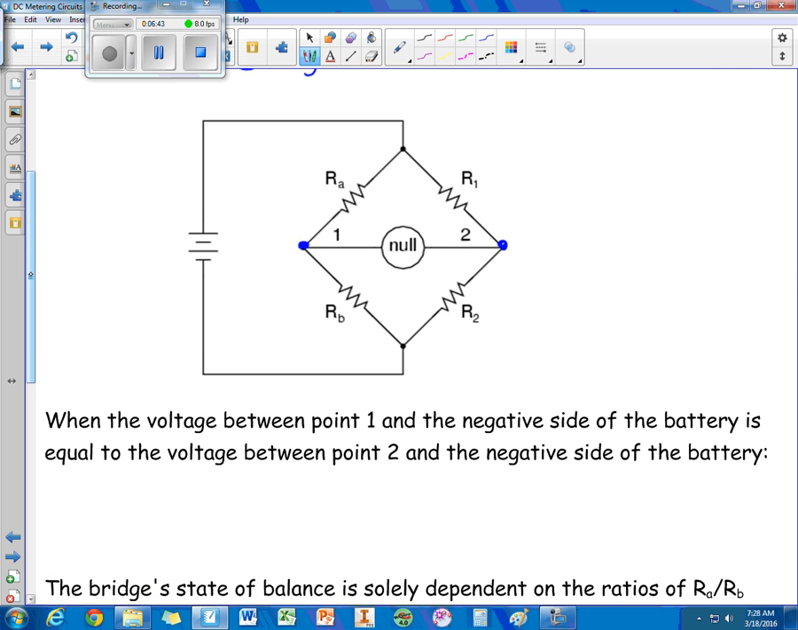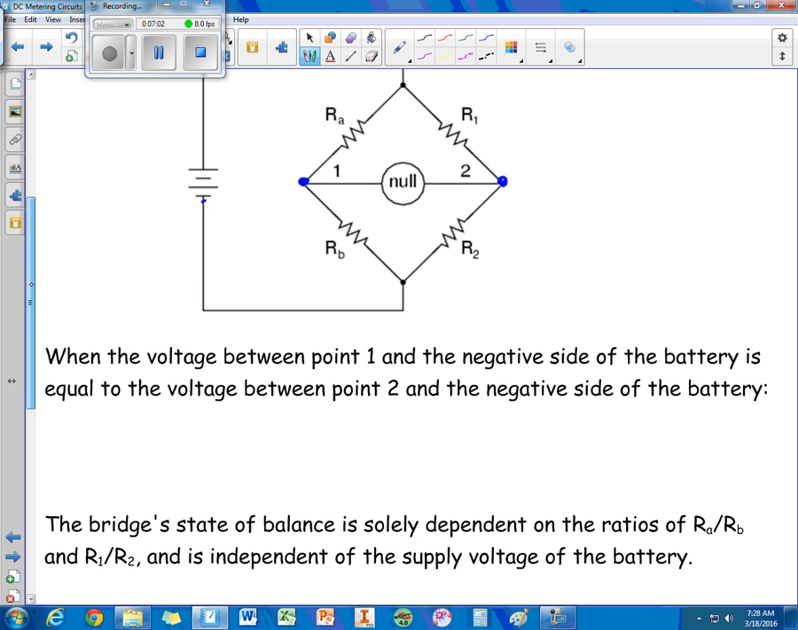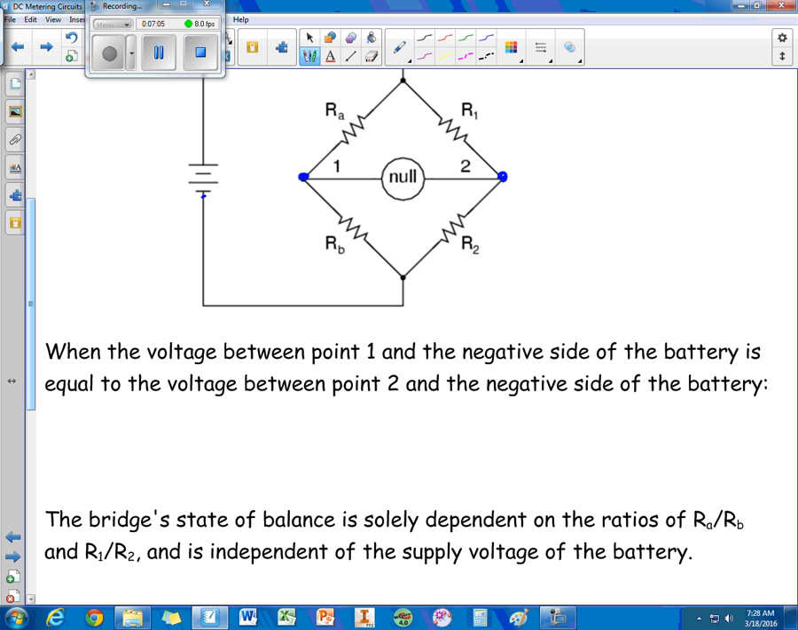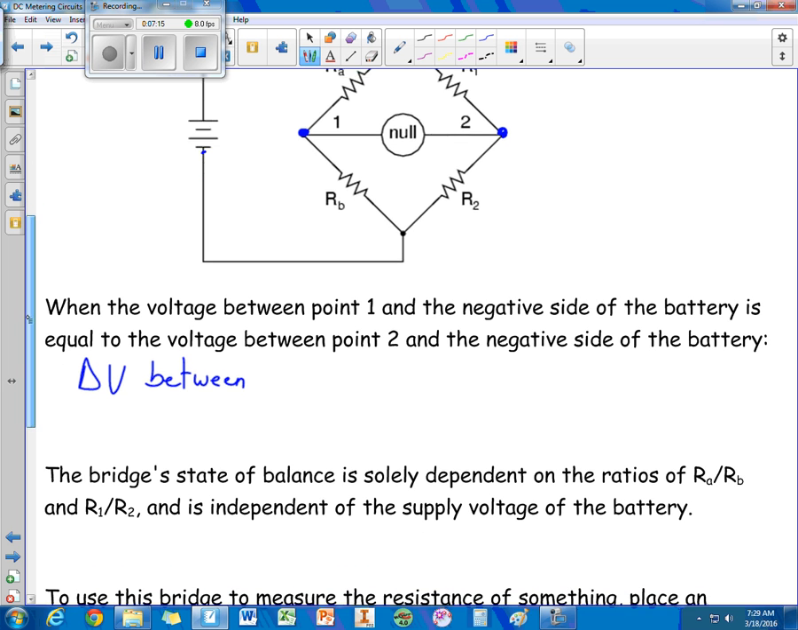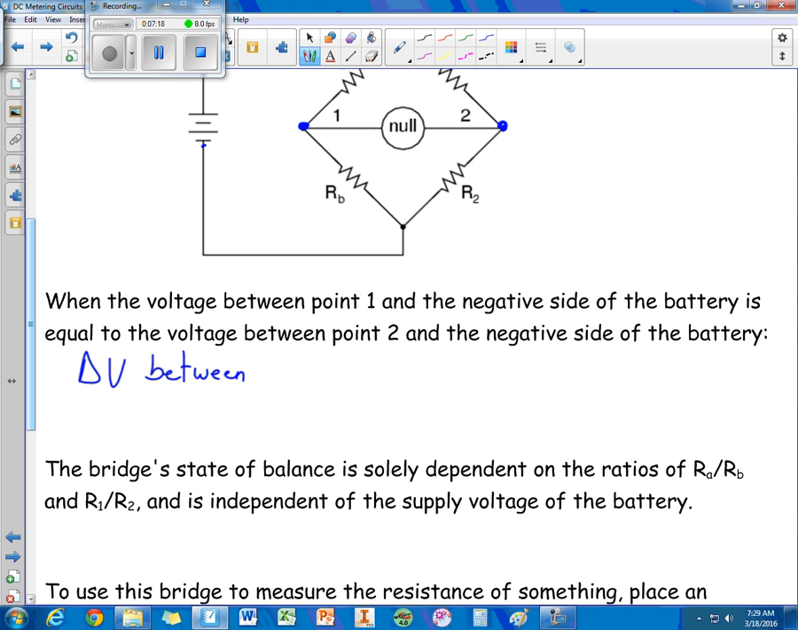And what we want to do is measure the voltage between point 1 and the negative side of the battery, and between point 2 and the negative side of the battery. And basically, we want to compare that between point 1 and point 2 themselves. So when the potential difference between points 1 and 2 is 0, the bridge is said to be balanced.